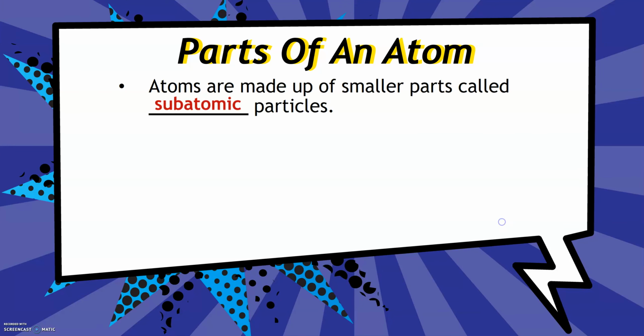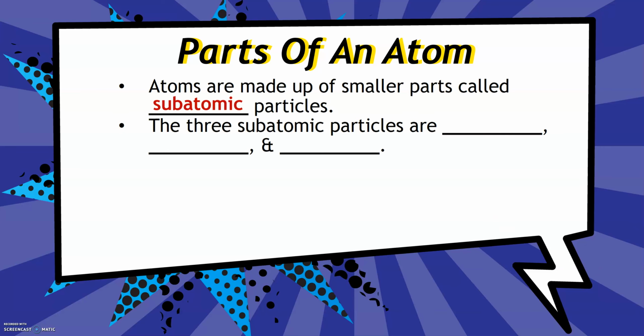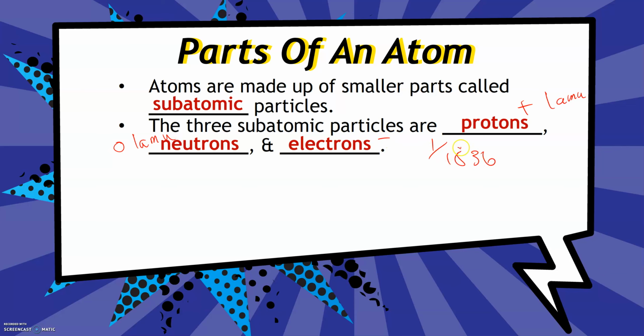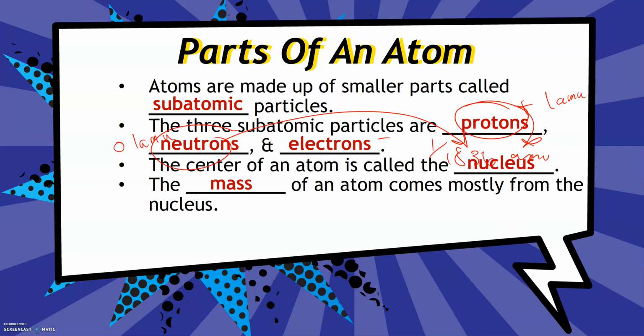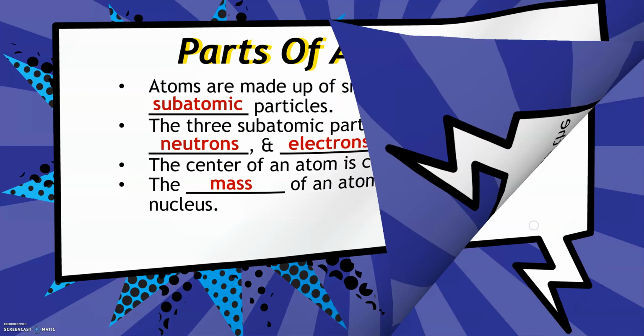So what are the parts? We've got to know this. The subatomic particles: the three parts are the protons, the neutrons, and the electrons. Protons are positive and have a mass of 1 AMU. Neutrons have a 0 charge and 1 AMU mass. Electrons are negative, and they're 1/1836 AMU, so very, very light. The center of the atom is called the nucleus, and inside the nucleus we've got the protons and the neutrons. Both of them are inside there. And the mass of an atom, of course, comes from the nucleus, the protons and the neutrons.